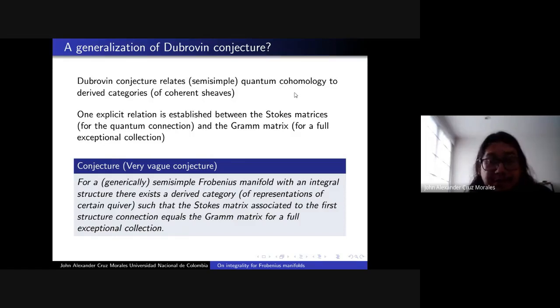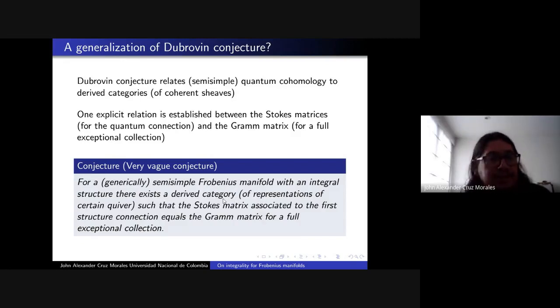And for these theories coming from physics, these Cecotti and Vafa cases, we can actually construct some quivers too. And those are actually the candidates for the quivers here. So what I believe is that if the quivers are associated to these supersymmetric theories, you can associate the quivers to the Frobenius manifold. So if you take the derived category of representations of those quivers, the Gram matrix for them should coincide with the Stokes matrices, and this is because this is a semi-simple Frobenius manifold.